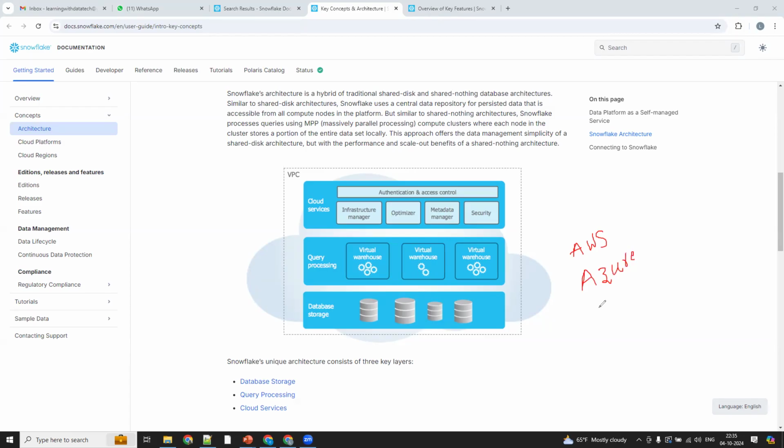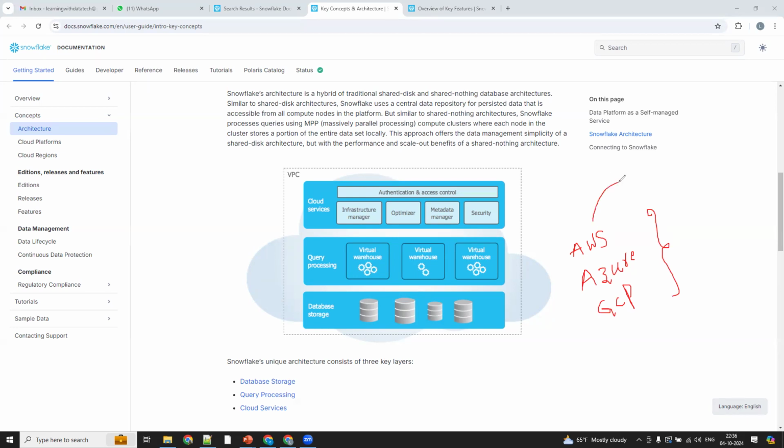Third one is GCP. They're completely depending on these three public clouds. Okay, where are they storing this? Where are they storing the data, Siva?